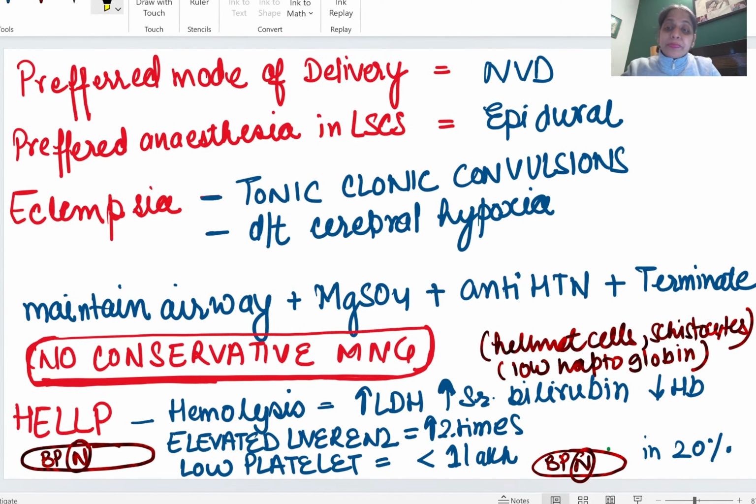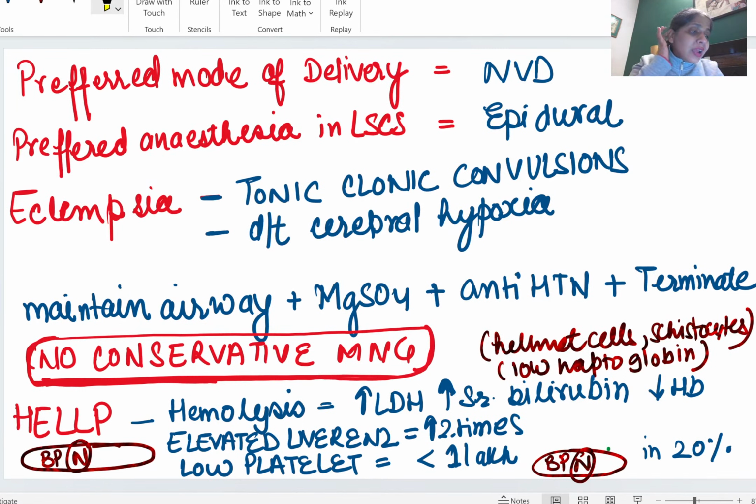Now let us see what is the preferred mode of delivery. The preferred mode of delivery is normal vaginal delivery. We will do the cesarean only for the obstetric indications.